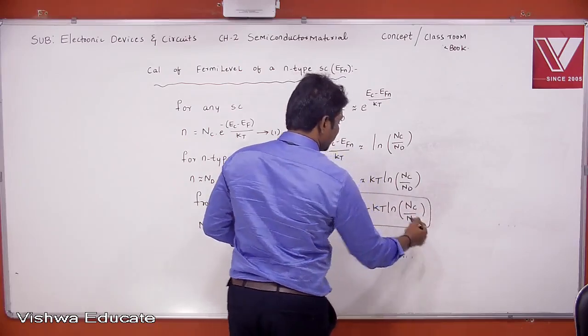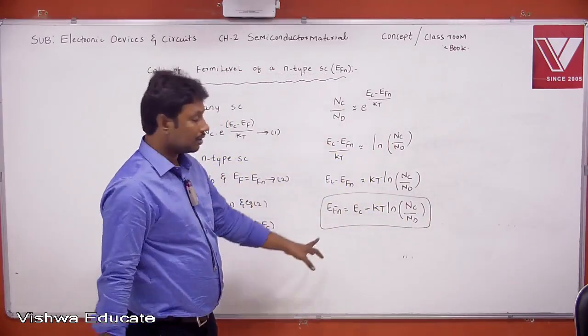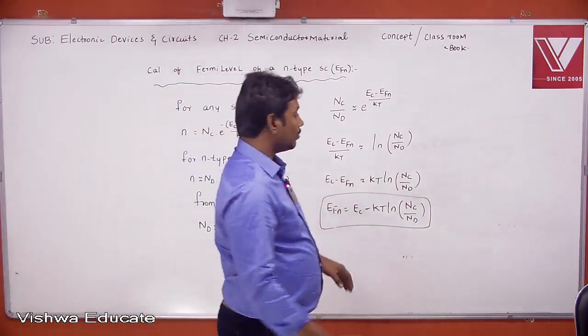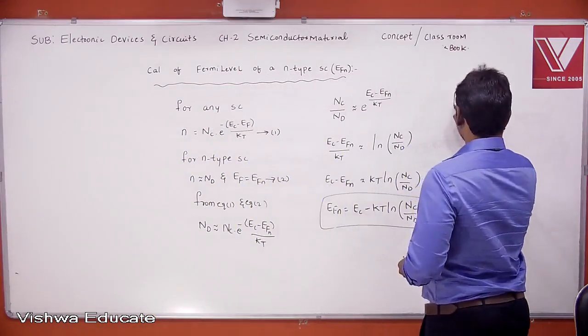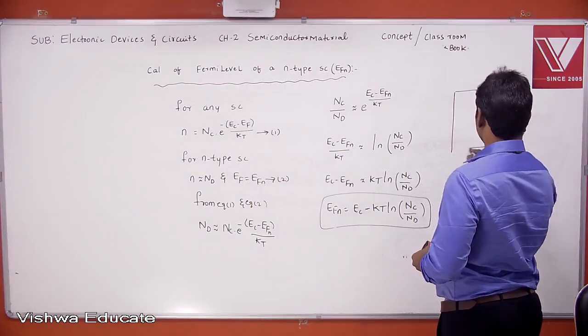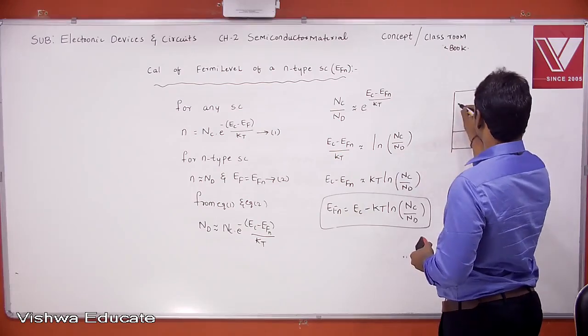Now, see this equation. What is the conclusion here? For an n-type semiconductor, where is the Fermi level, from this equation?